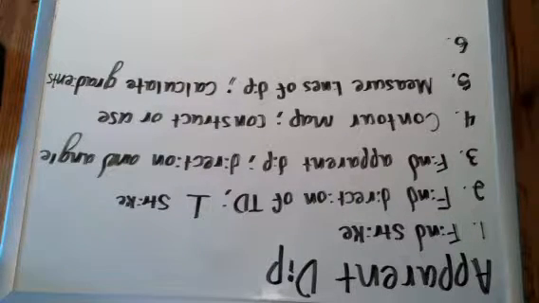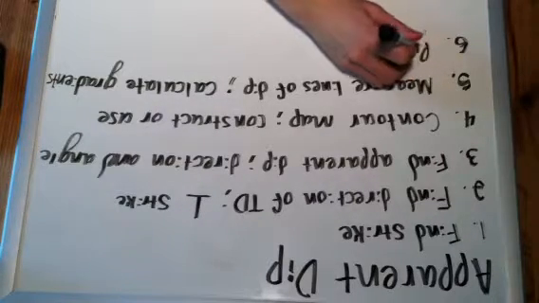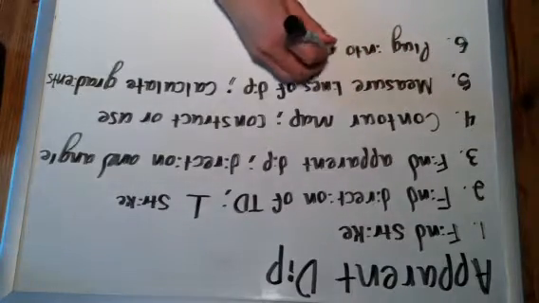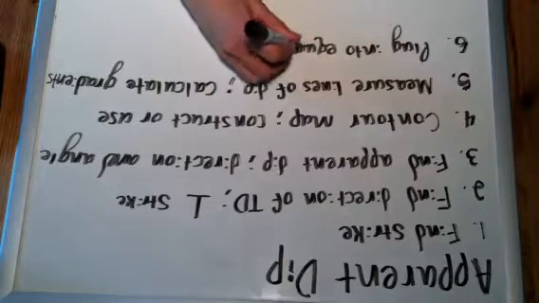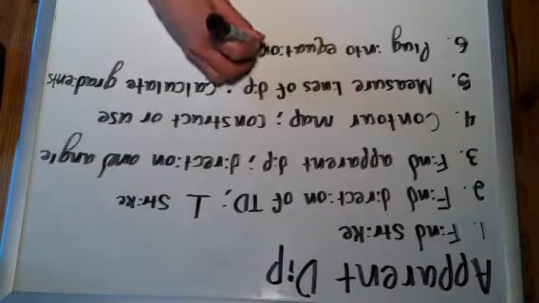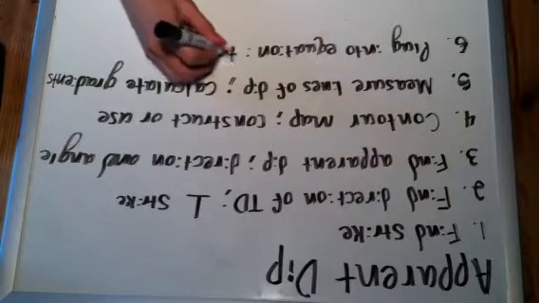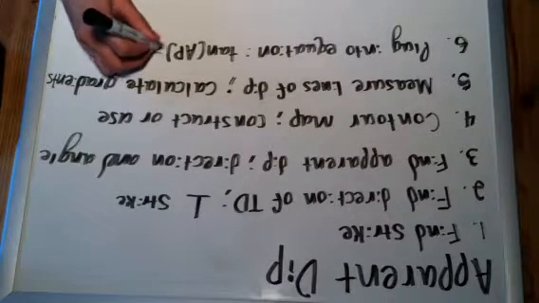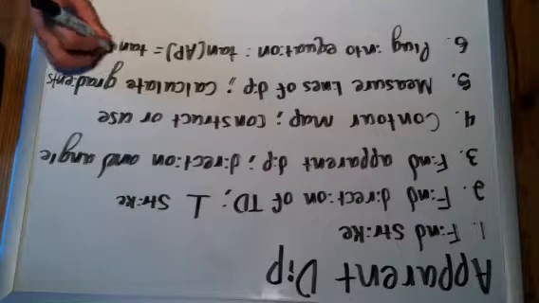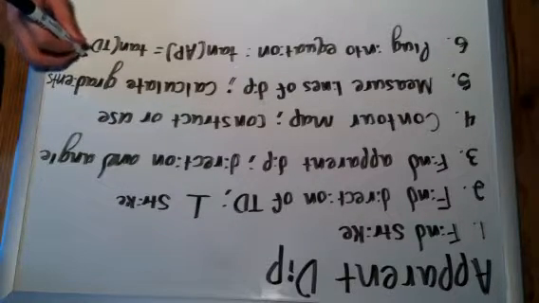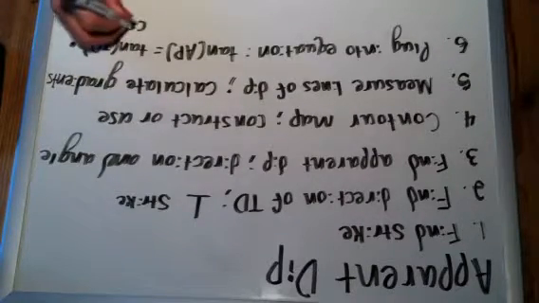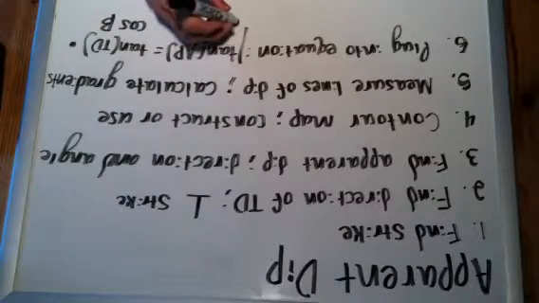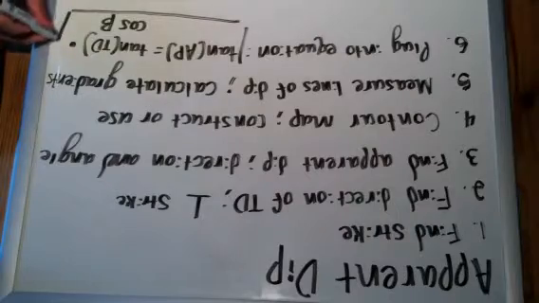And then finally, once you have these gradients, plug them into the equation. Once again, that is the tangent of the apparent dip is equal to the tangent of the true dip multiplied by the cosine of beta. Put that in a nice little box.